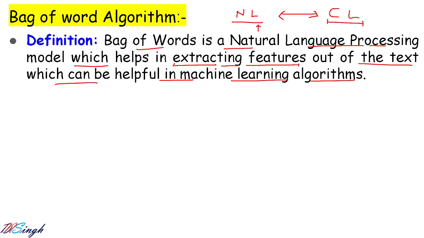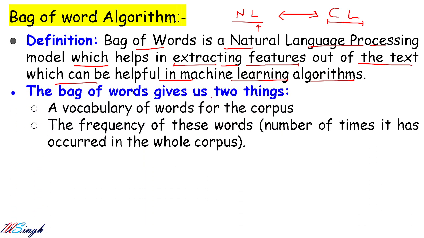Again we read this definition. Bag of words is a natural language processing model which helps in extracting features out of the text, which can be helpful in machine learning algorithms. For now you just remember this definition or read it 2-3 times. You will get it later while I explain this algorithm. Bag of words gives us two things. It gives the vocabulary of words from the corpus. Corpus is the text on which we are dealing.